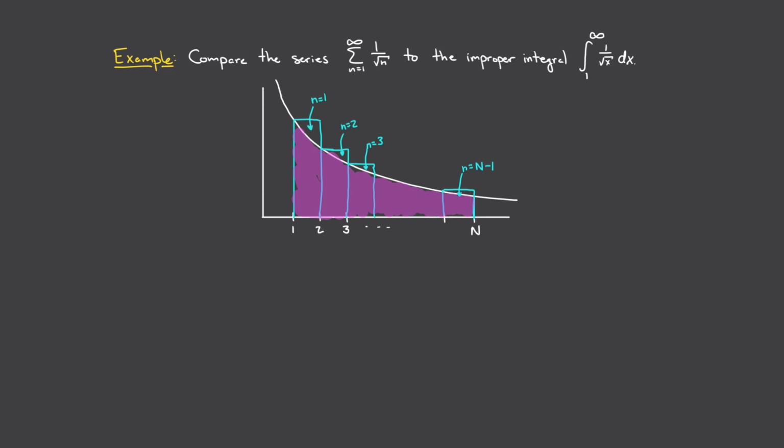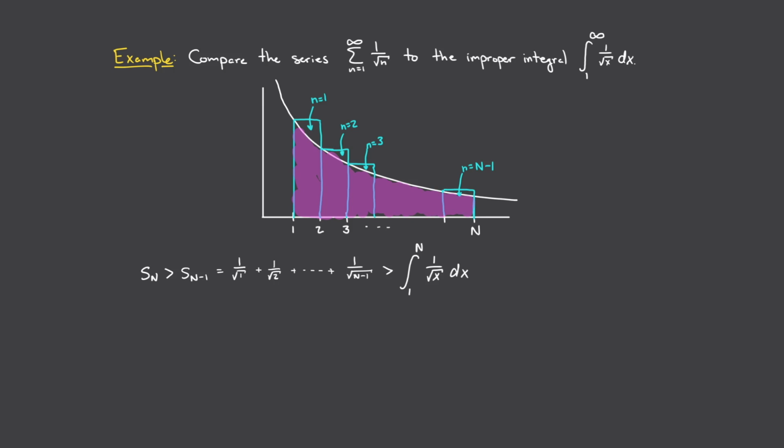Now, just like we did in the last example, let's find a bound for the nth partial sum. In this case, we're going to find a lower bound. So first, we can say that the nth partial sum is bigger than the n minus first partial sum, since the nth partial sum includes one more term. But the n minus first partial sum is exactly the area of the blue rectangles above. Now, notice that the pink region lies entirely inside of the blue rectangles. So, the n minus first partial sum is bigger than the pink area, which is the integral from 1 to n of 1 over square root x.